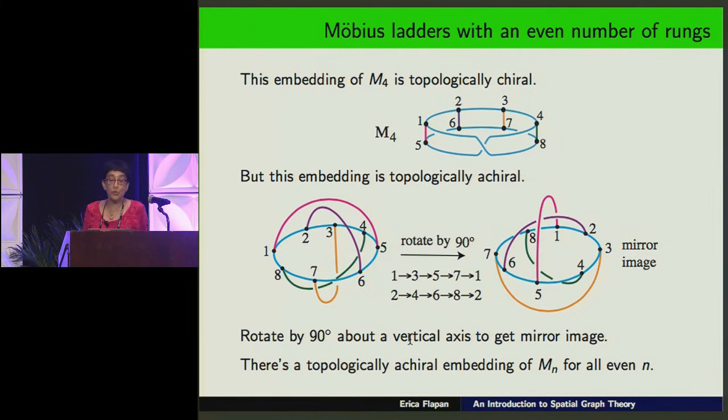And in fact, I can do this for any even n by adding one more rung up above and a rung 90 degrees away from it down below. So you can extend this to any even number of rungs.